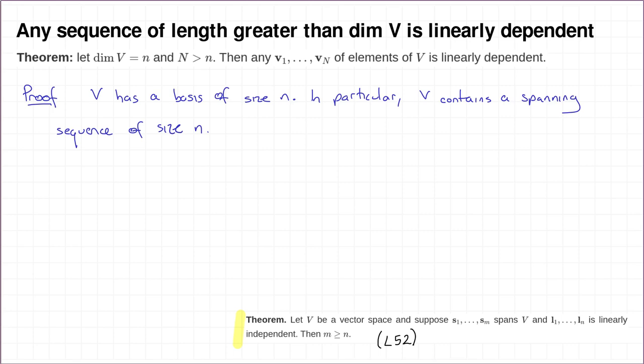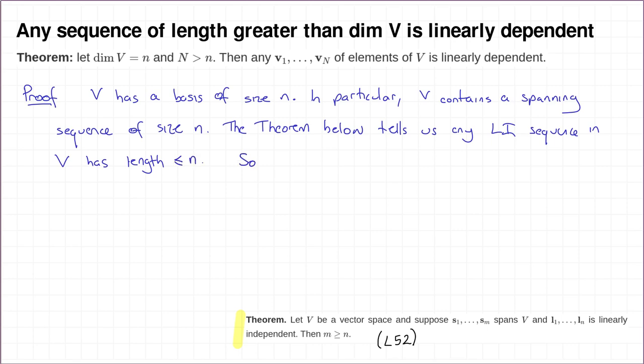Then the theorem, which I've copied at the bottom there, tells us that any linearly independent sequence in V has size less than or equal to n. So the sequence V1 up to Vn, which has length larger than lowercase n, is linearly dependent. And that's it. That's all we need to do for our proof.